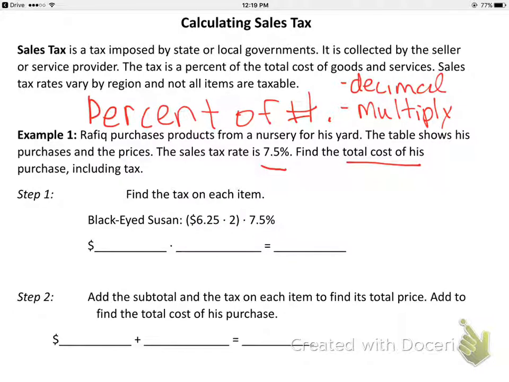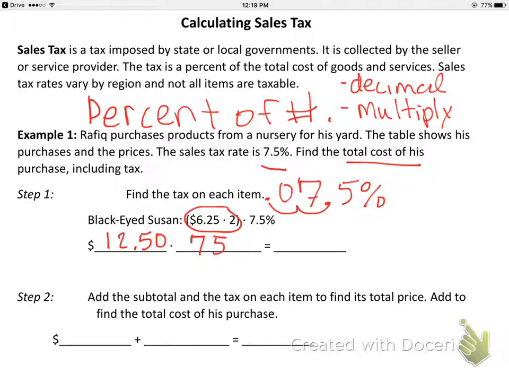So there are Black-Eyed Susans. Well, there are two Black-Eyed Susans. So how much is the subtotal for the Black-Eyed Susans? Well, it's 12.50. 6.25 each. So if we have 6.25, 6.25, we get 12.50. But then we have to multiply that by 7.5%. Well, when I multiply by 7.5%, I move two places to the left, I get 0.075 decimal. When I multiply that out, I get 13.44.